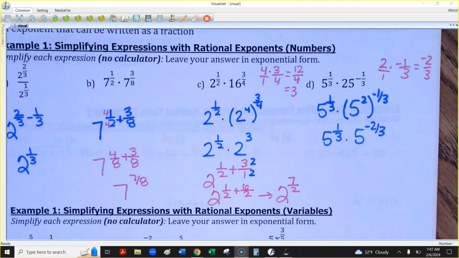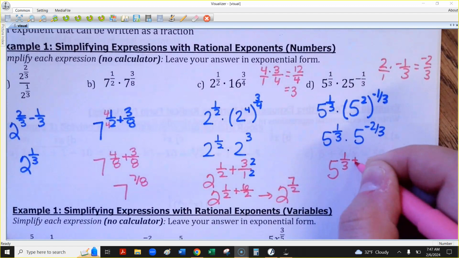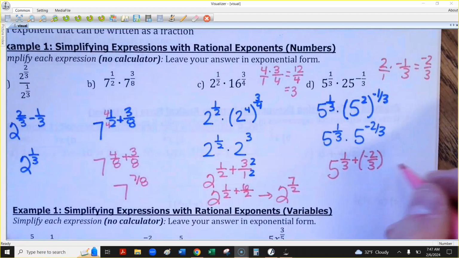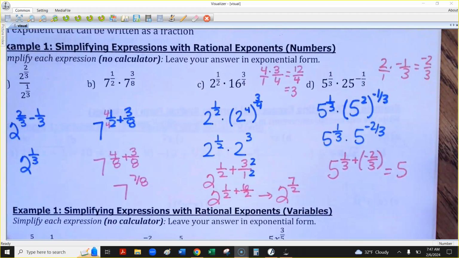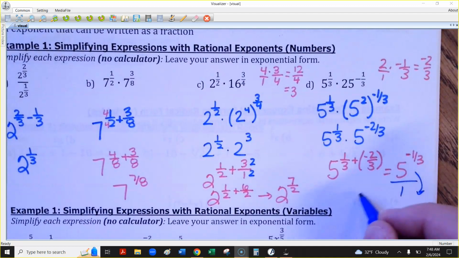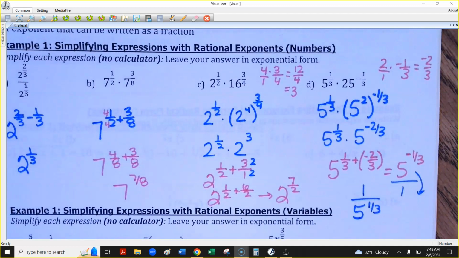If you are multiplying like bases, we're just going to add the exponents together. We don't have to create a common denominator here. So I'm going to do 1/3 plus a negative 2/3. If I subtract that, we get negative 1/3. It's not considered simplified if we have a negative exponent. Literally all you have to do with a negative exponent is turn it into a fraction real quick. So move it and lose it. This would just be 1 over 5 to the 1/3 power. Not considered simplified if you have a negative exponent.